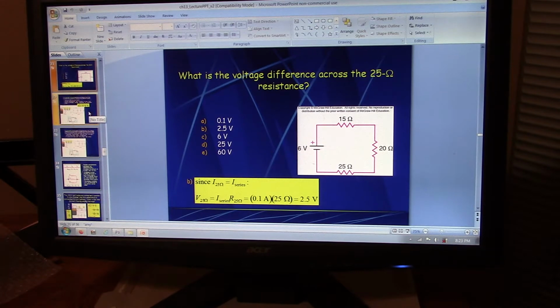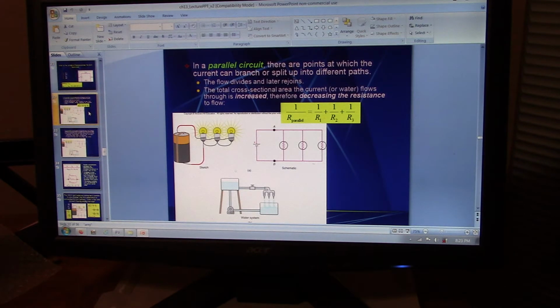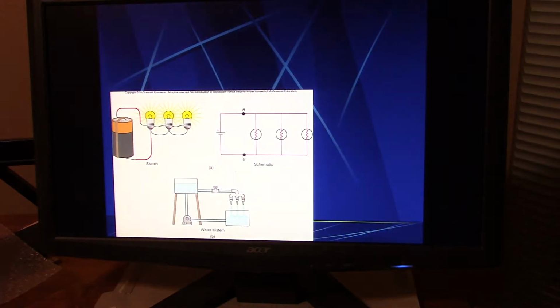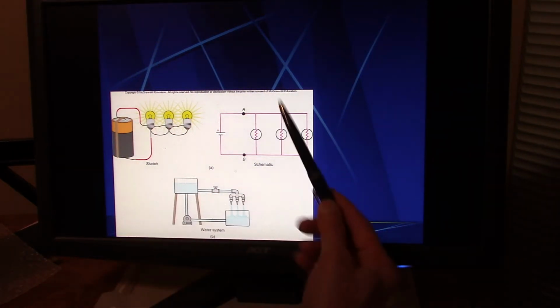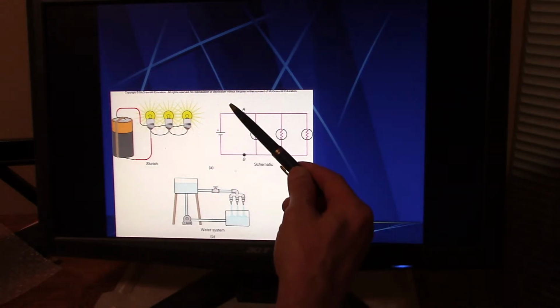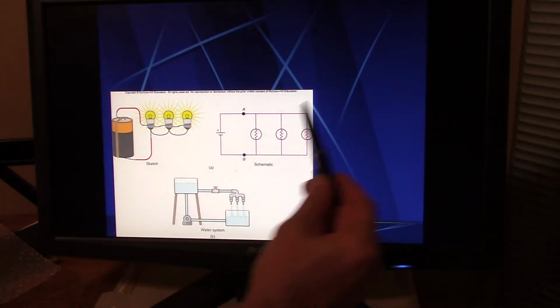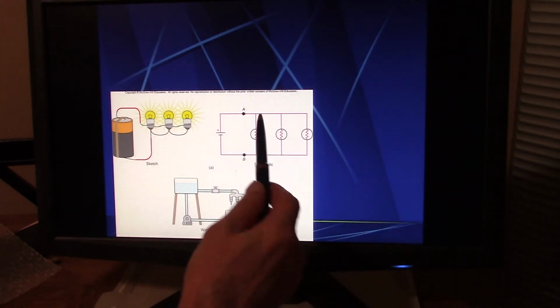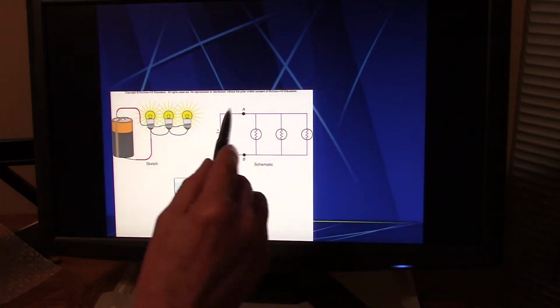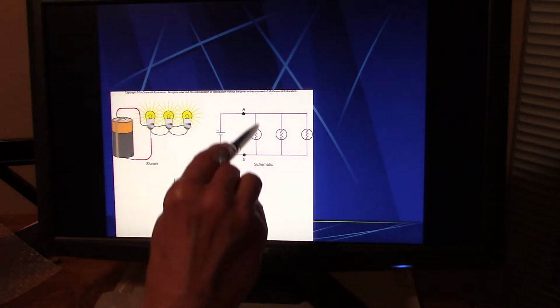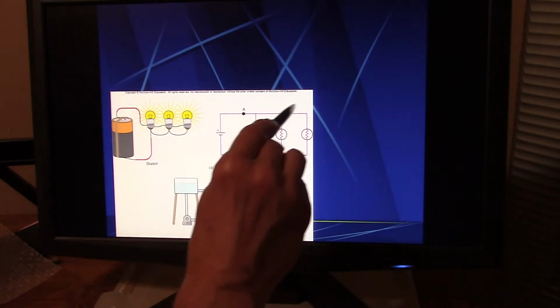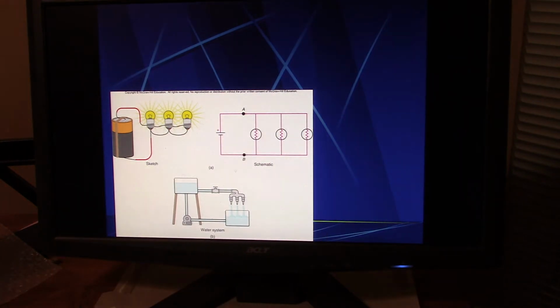All right, now we're going to talk about a parallel circuit. So what do they mean by parallel? Well, it's a slightly different configuration. Now you have a battery, but instead of all of the resistors being in one loop, now you have 3 different loops. Here's a loop here, here's a loop here, here's a loop here. So why would you do that?